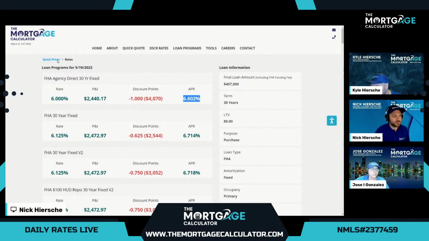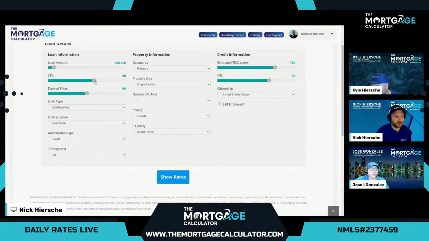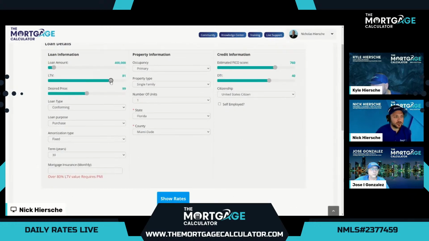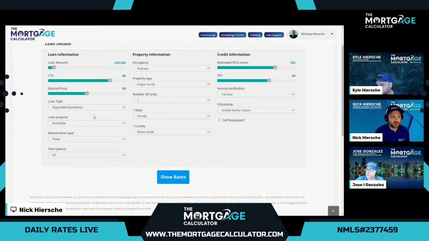Definitely a good option. Now, if we go back to our pricer, if for any reason our borrower does not qualify for FHA or conventional, many other banks or lenders don't have other options, but that's where we love to come in with our non-QM expanded guidelines options, where we have over 5,000 additional loan programs we can qualify our customers with, and that is with alternative income.